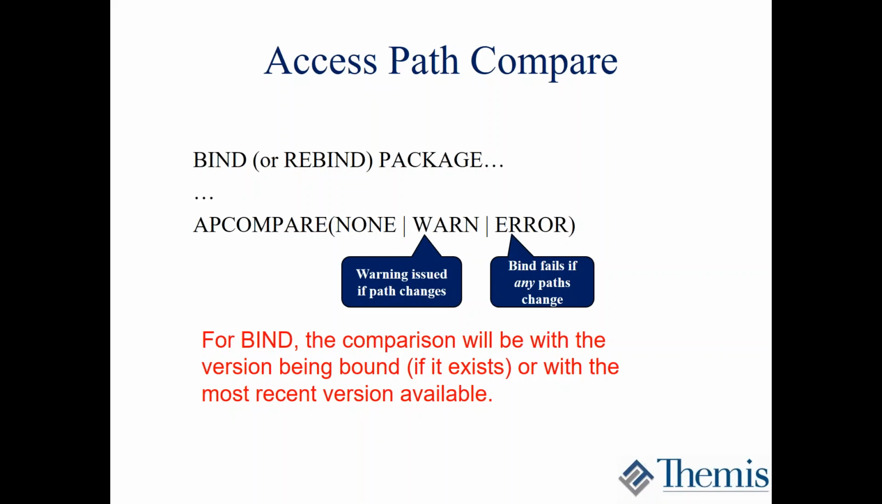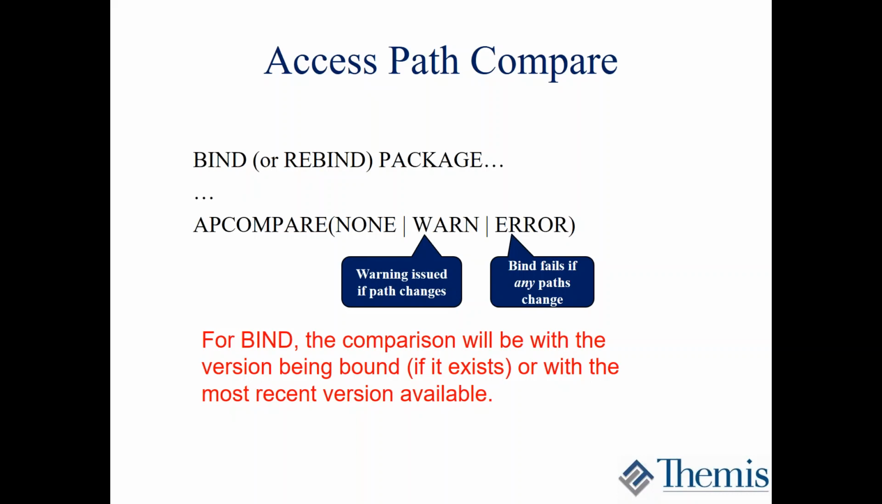The first one is APCOMPARE. This came in version 10. It's good for both bind or rebind. And I have two new options. APCOMPARE none is obviously the way things always used to be. APCOMPARE none says we're not doing any comparison. APCOMPARE warn says when we bind or rebind the package, please compare the access paths that are being produced now with what used to be there. And if things change, throw some warnings at me so that I know.